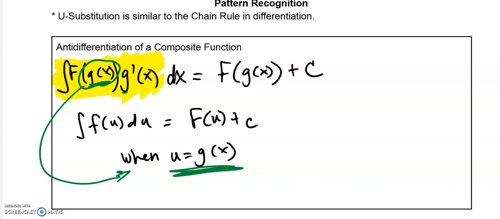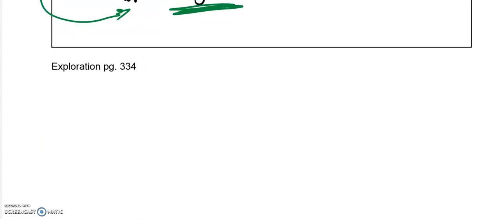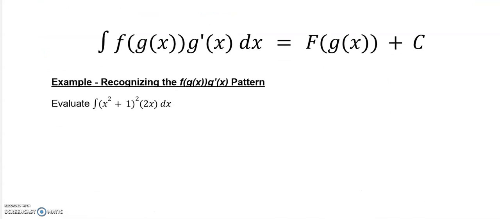And then this function outside, in order for this to work, and here's the pattern recognition, it has to be the derivative or something similar to the derivative, where things can simplify or cancel out, of the function inside. So I think the easiest way is to look at an example.